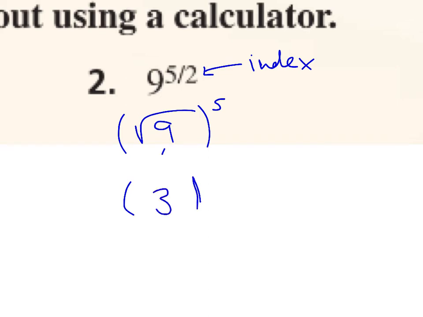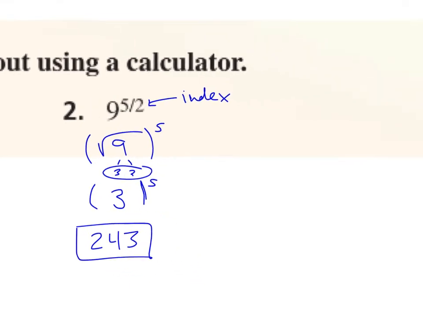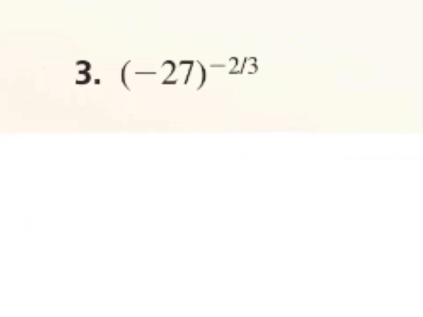3, because 9 breaks down into 3 and 3. Circle groups of 2. So we have 3 to the 5th power. What is 3 to the 5th power? 243. So that's your answer. All right, number 3. What should we do first?